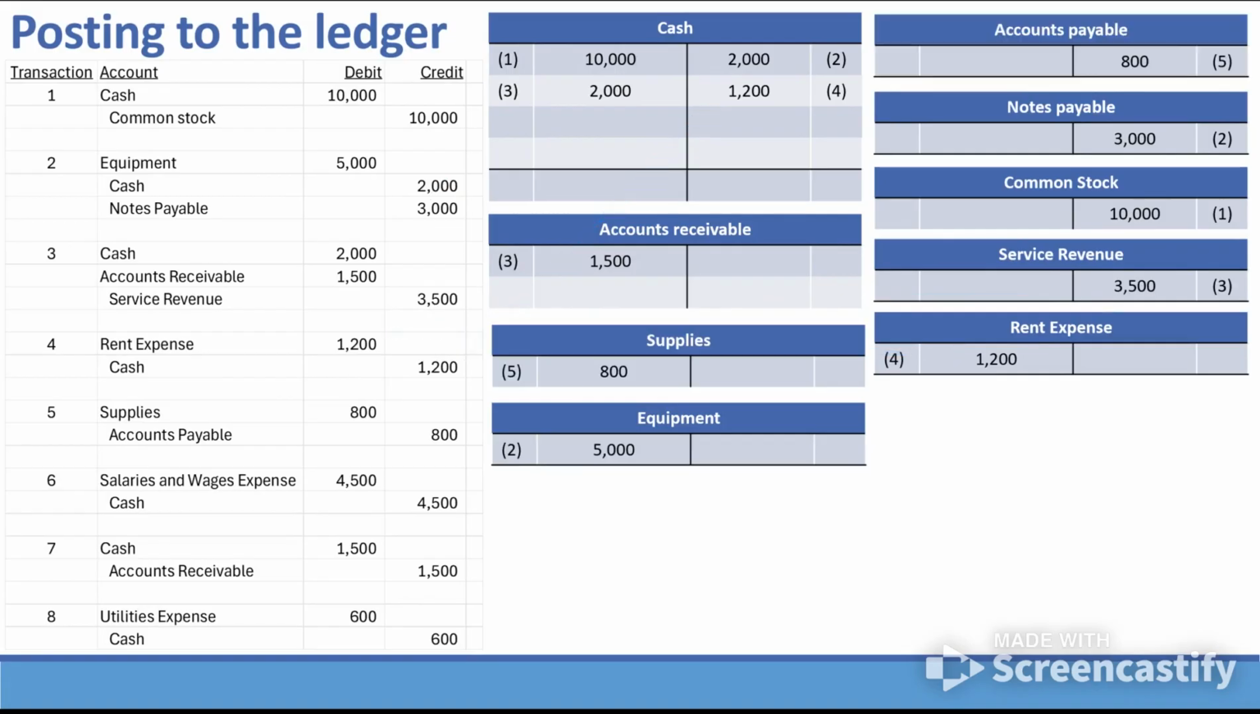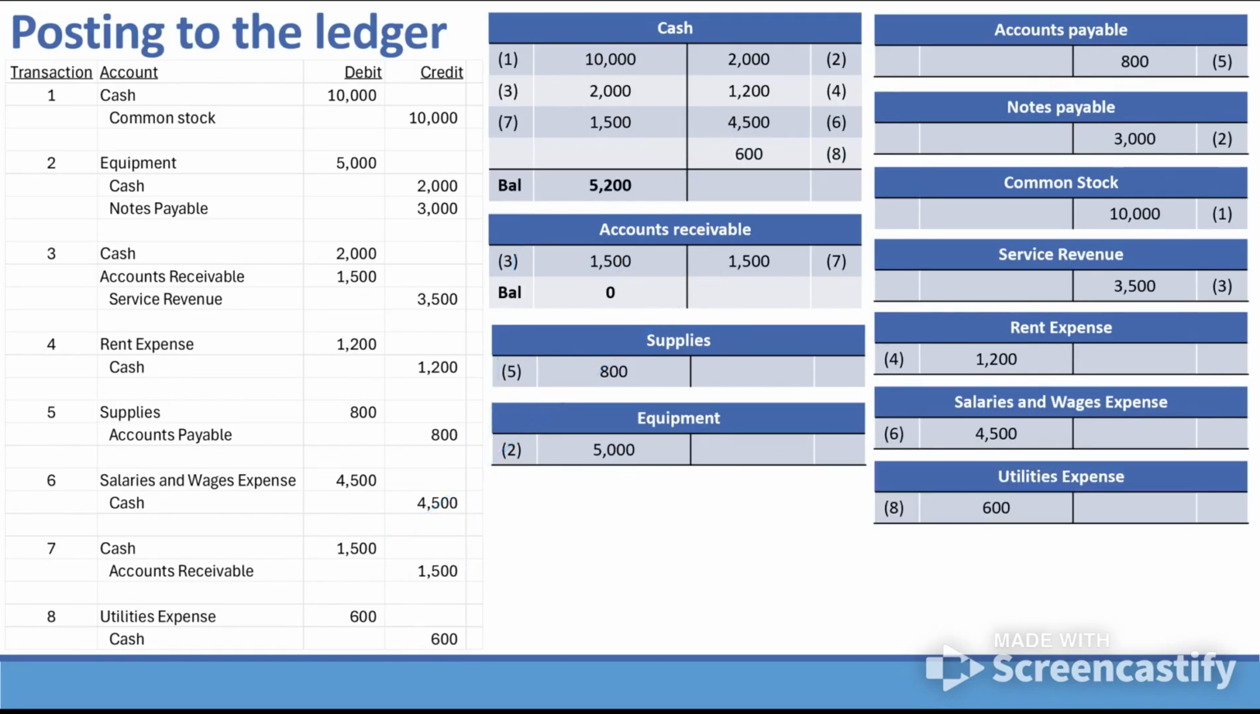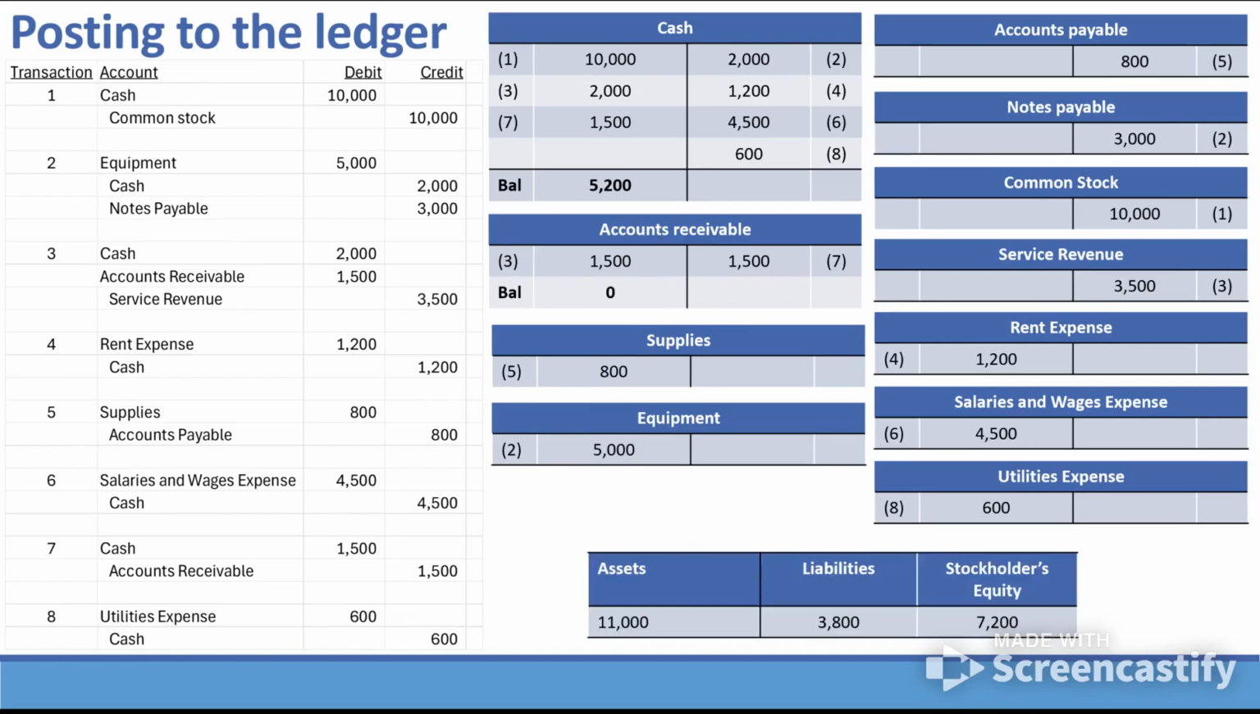Debits go on the left and credits go on the right. Each account has its own separate ledger. And again, the ledger is helping us to calculate the balance in those accounts. After we've posted all of our transactions, we can also look at our basic accounting equation and see we're still in balance. Our assets equals our liabilities plus stockholders' equity. So we've posted everything correctly.